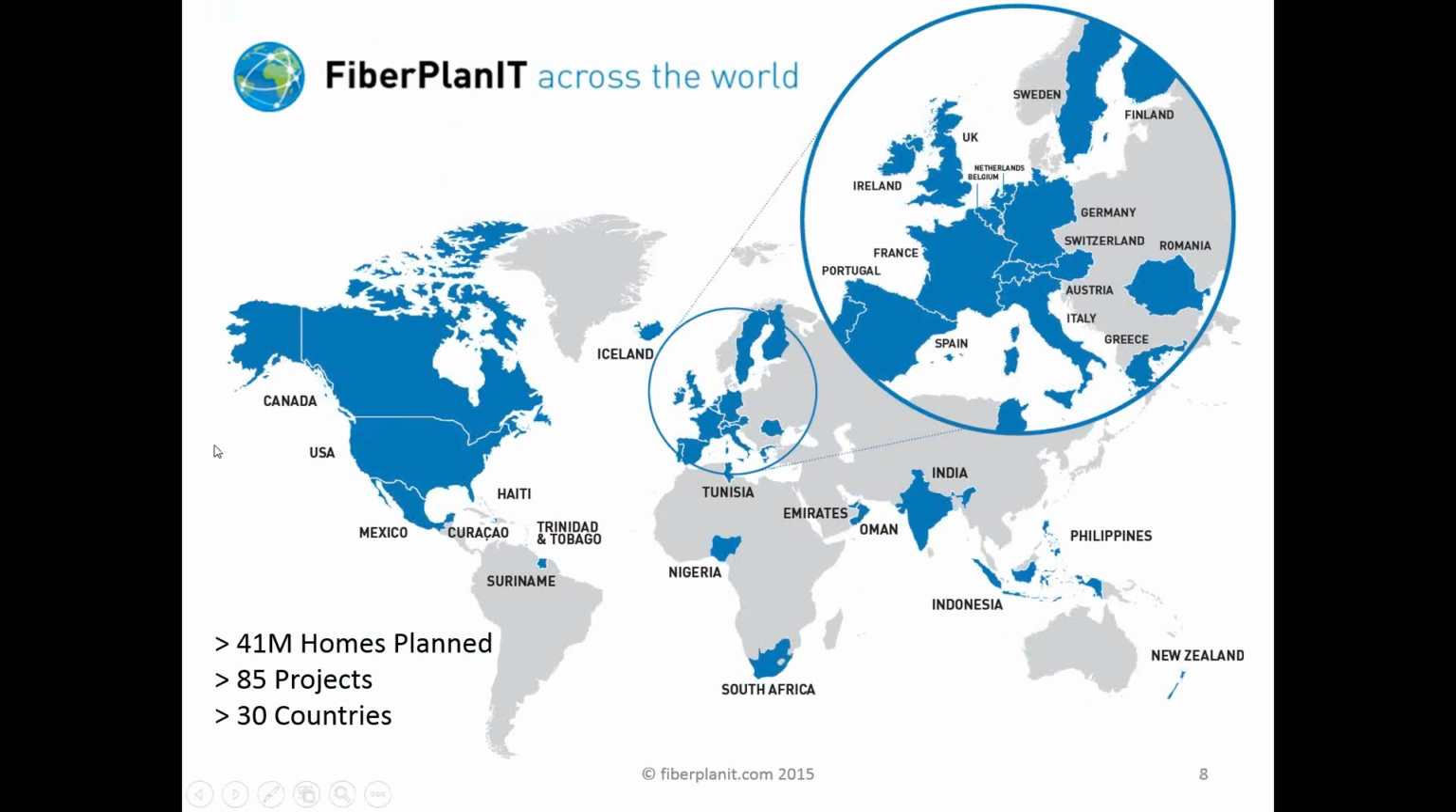So a little bit of background about FiberPlanIT. We've been developing and marketing the solution since 2008, and in the years between then and now, we have done over 85 projects worldwide. So you can see the distribution of our clients across the globe, and with these clients we have planned more than 41 million homes. So FiberPlanIT is a solution that has been proven in the market, and we have a lot of satisfied customers across the world.